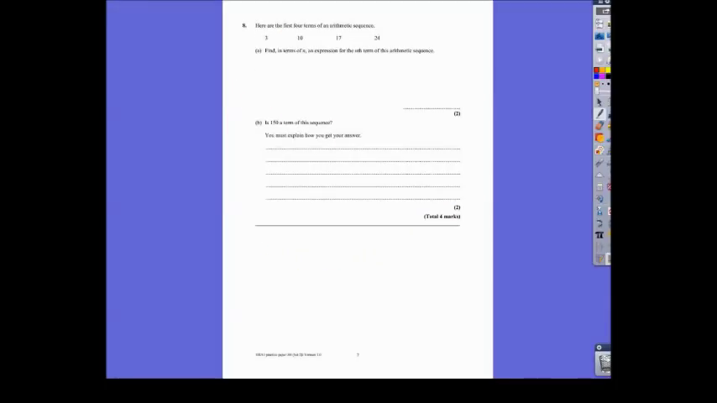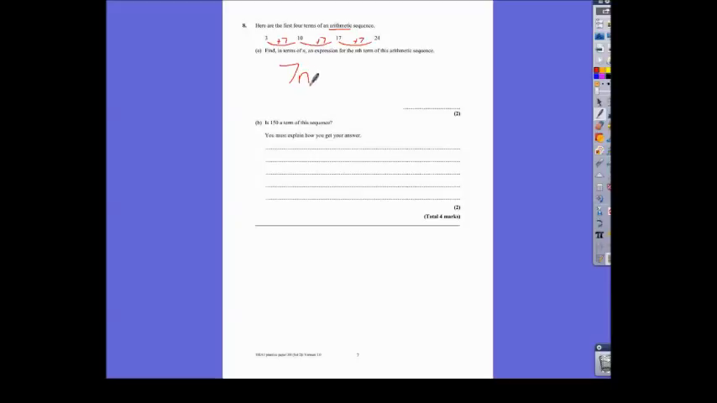Question 8. Here are the first 4 terms in an arithmetic sequence. Now, a lot of people get confused with the word arithmetic. It just means it goes up by the same amount each time. Find in terms of n an expression for the nth term of this arithmetic sequence. Well, it's going up in sevens, so it must be linked to the 7 times tables. So the 7 times tables is 7 times any number, so 7 times n.